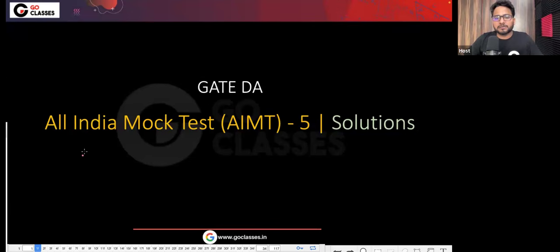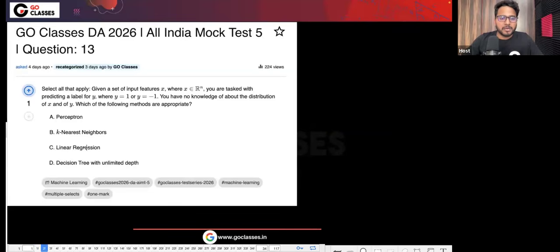In this particular session, we are going to discuss GATE DA All India Mock Test 5 solutions. Okay, AIMT 5 solutions. So let's get started. Now let's see this question. This question was related to machine learning.